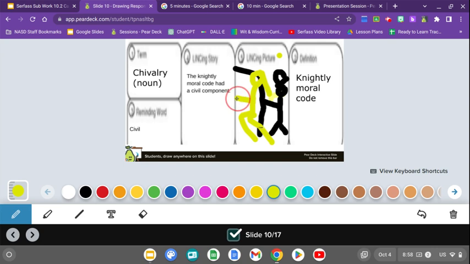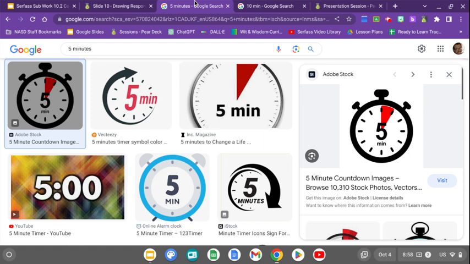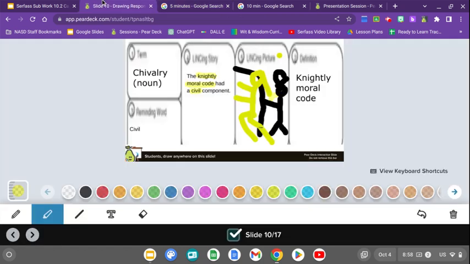So I've got my knightly moral code. My dude is being civil, right? There's my reminding word. And I've got my knightly moral code. Boom. Please take 5 minutes to either make your screen look like this or to copy this down on paper if you don't have a screen. Take the time to do so now, please.